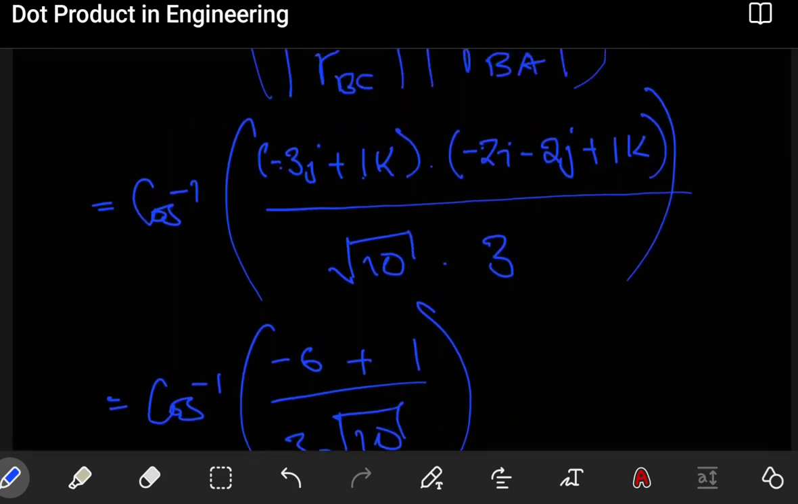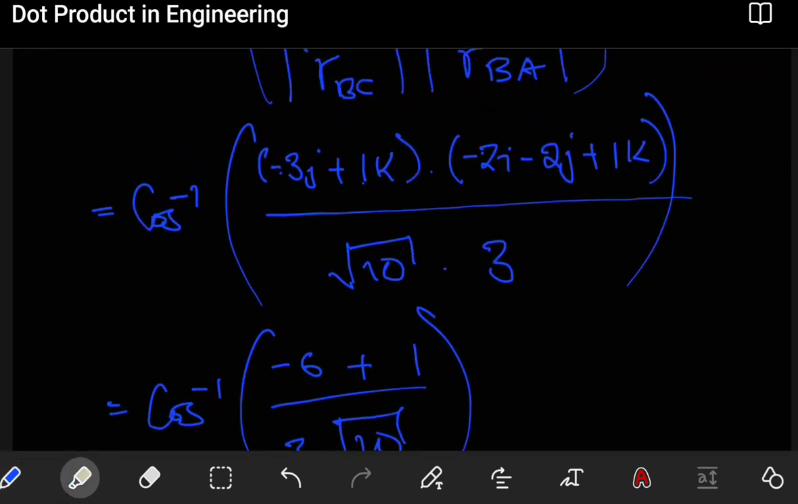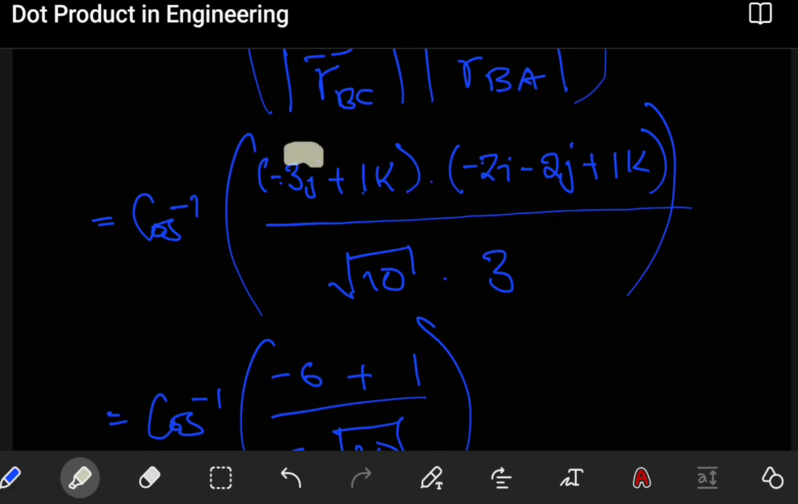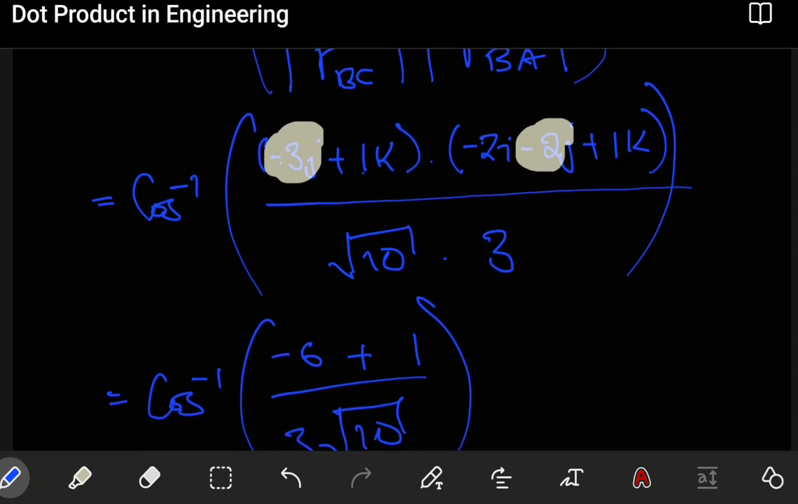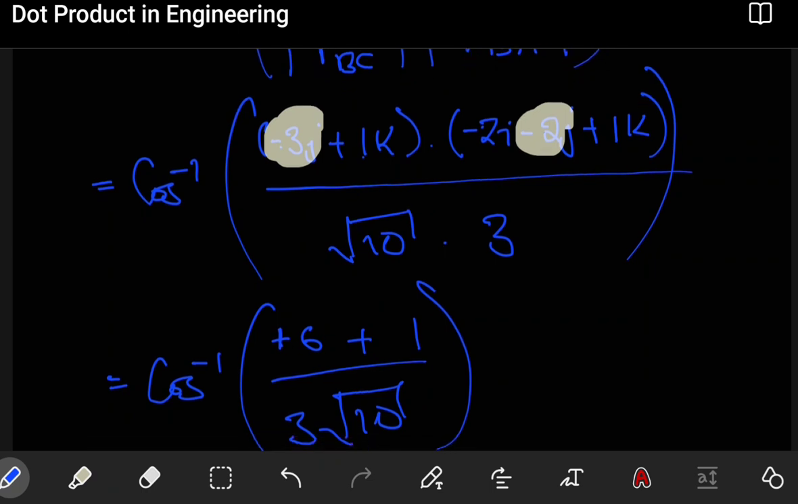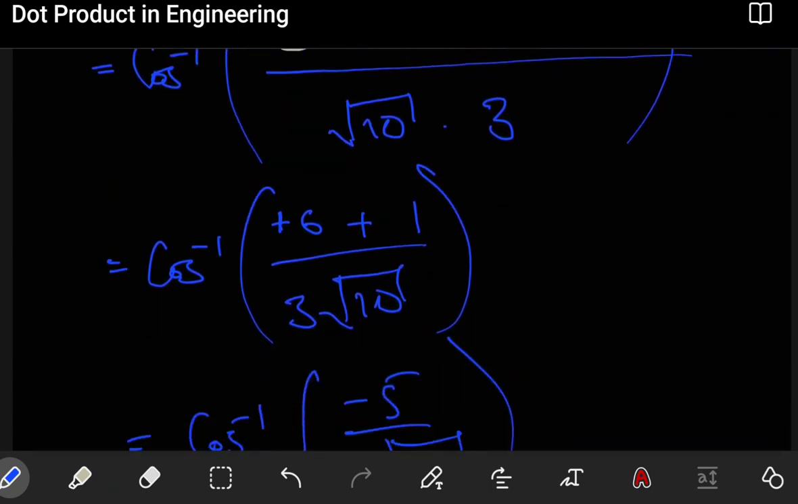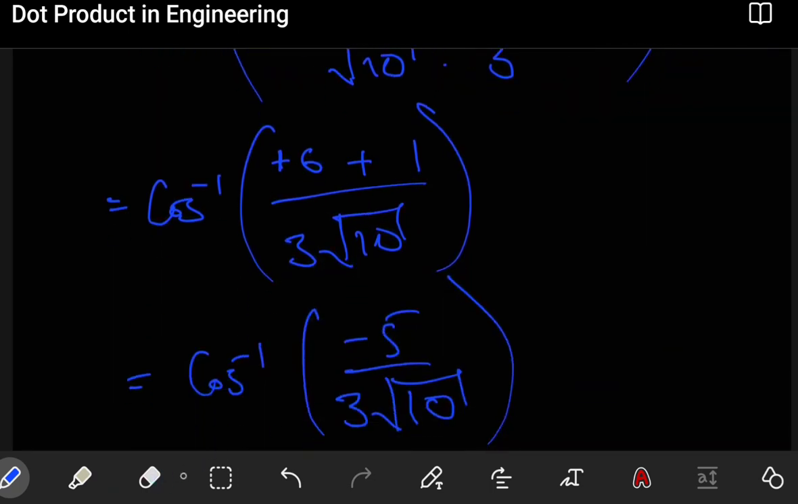Okay, but looking at this, I don't know if you were able to spot it, but notice that this is a negative term, that's minus 3, and then I multiplied it with minus 2 here. So a negative and a negative, we expect a 6, but we expect a positive 6. So this was expected to be a positive 6 here. Because of that, this is not going to be a 5.